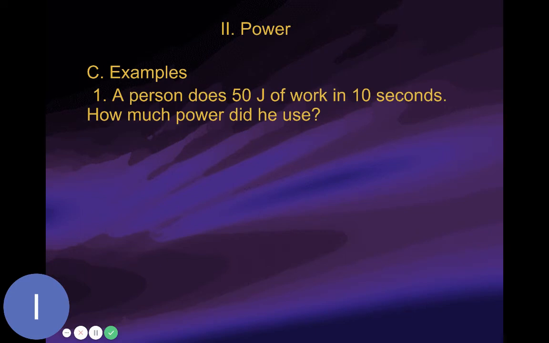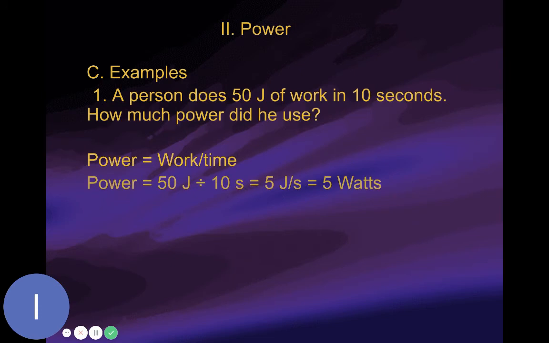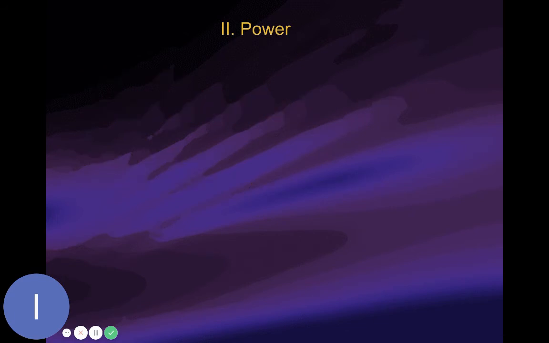This one here happens to be a simple one where the work is already done for you. It says a person does 50 joules of work in 10 seconds. So 50 joules divided by the time of 10 seconds is going to give you the power here. So power is equal to work over time. 50 joules divided by 10 seconds would give you 5 joules per second, which we know is the same thing as a watt. So 5 watts would be the amount of power exerted in that example.